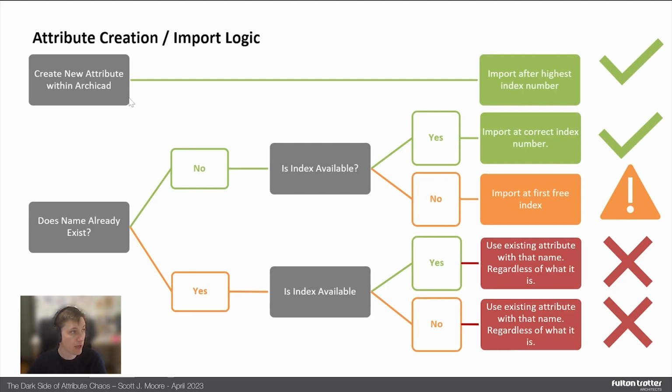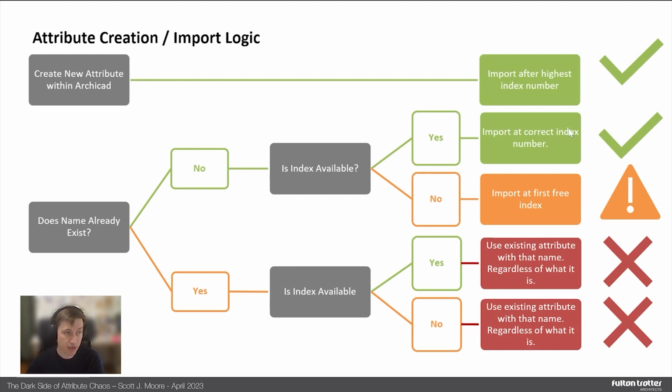If we've got a brand new attribute that we're creating within Archicad, it will always create it at the end of the attribute list, at the highest index number available. If the attribute is being copied across, it'll go through this process of deciding: does the name already exist? Does the index already exist? Based on that logic, it decides to put it at the correct index number. It'll import it at the first free index number, so kind of in the middle, or will it swap it out for a different attribute that already exists with that name?